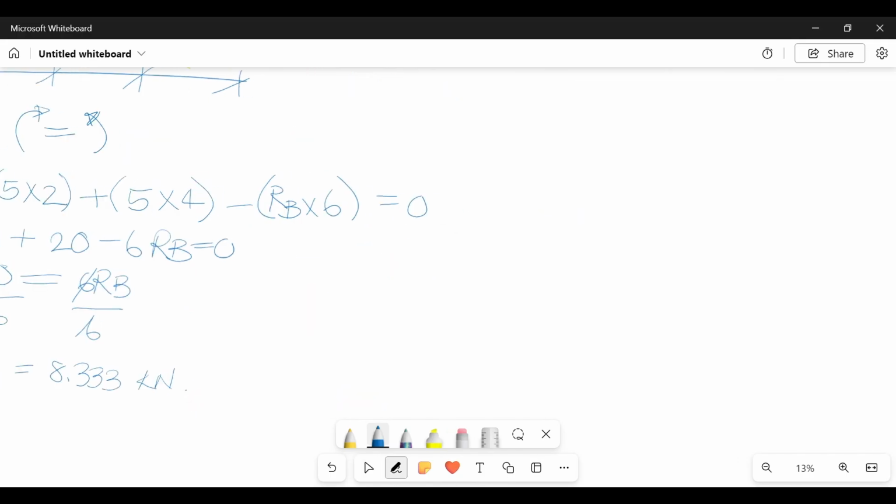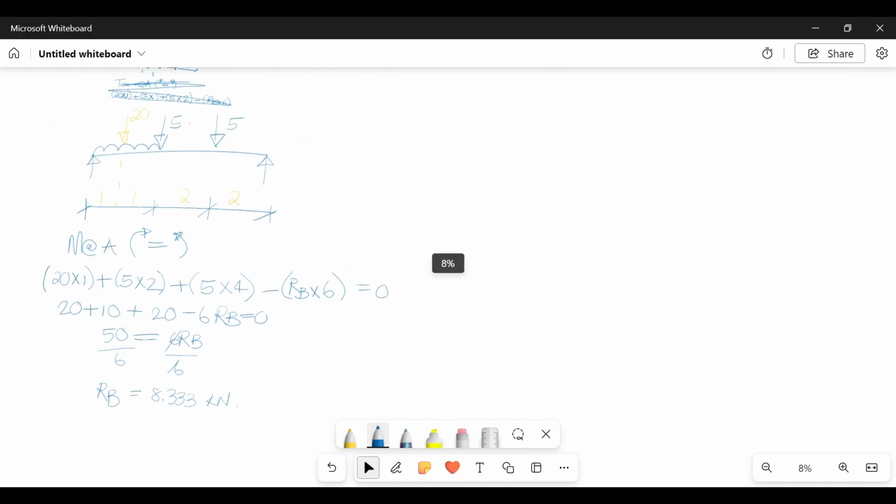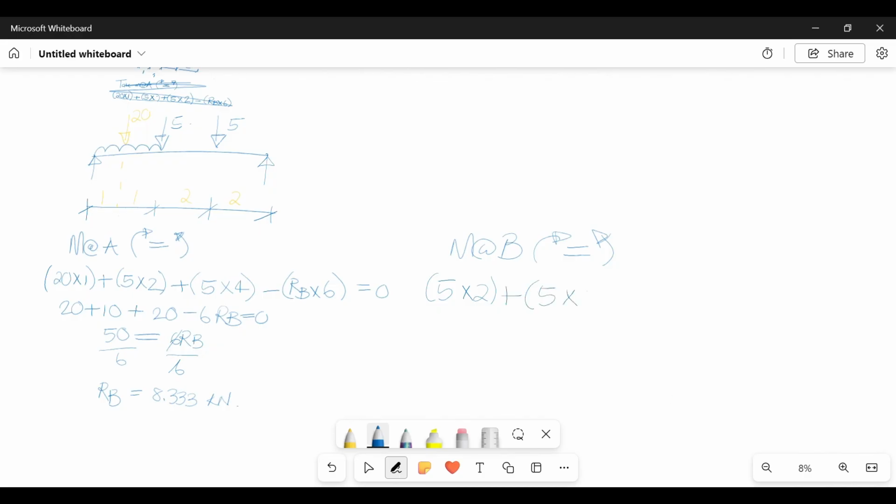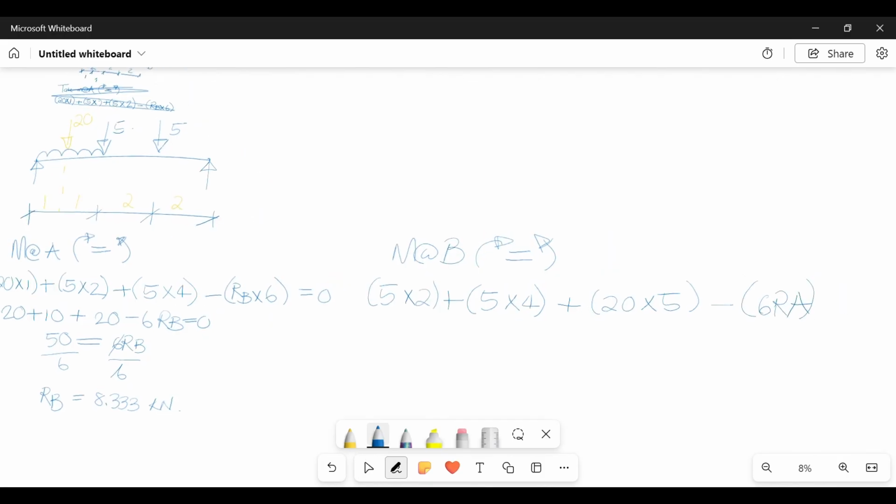Similarly, we'll take moments at B. Clockwise equals anti-clockwise. So when you're standing at point B, you have the first 5 times 2, plus 5 times 4, plus 20 times 5, minus 6 RA, all equal to 0.